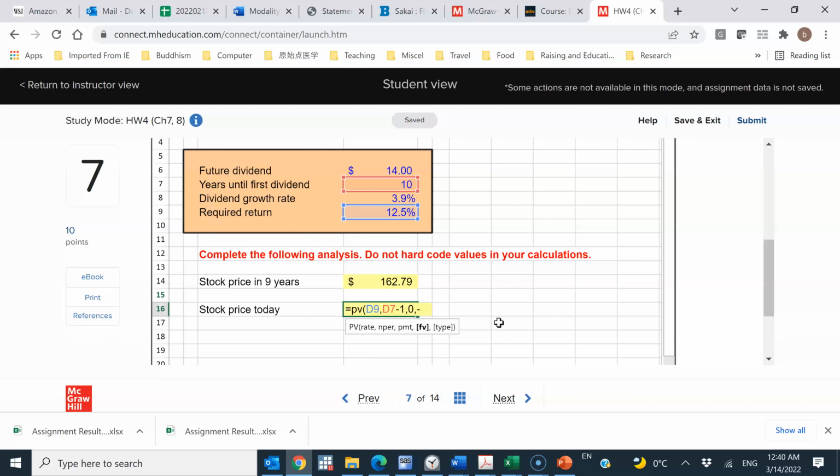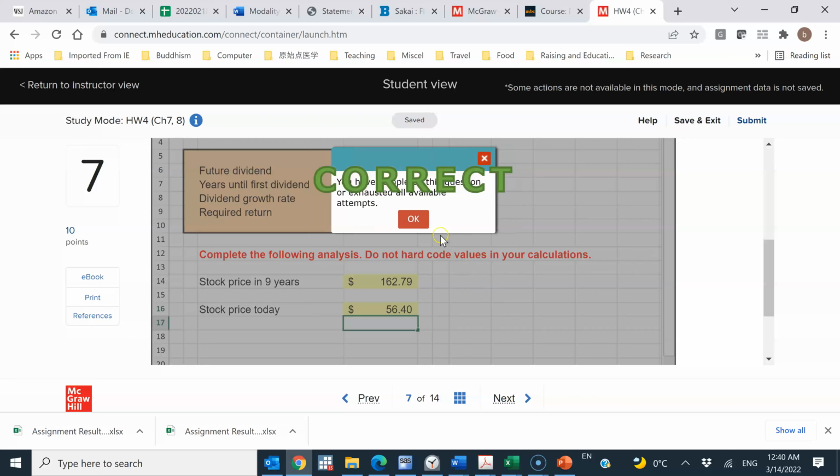Sorry, we want to put a negative sign in front of PV, not payment. PV is basically this stock price in 9 years, as we explained earlier. So see, and that's correct.